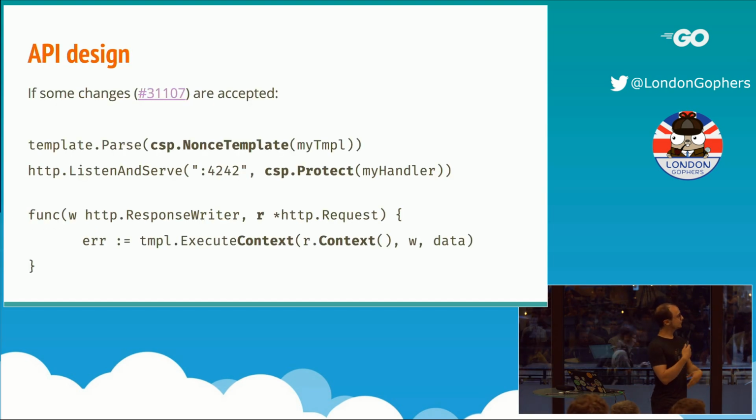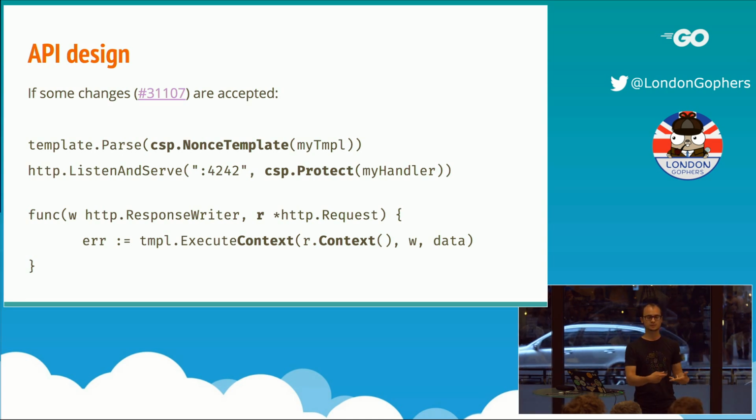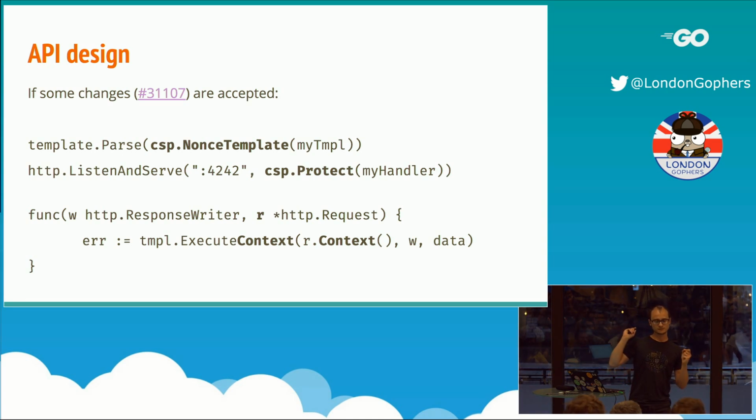So we are designing a package to make it easy for you to interpolate nonces where needed. So this is the proposed API that I had internally. So basically, you nonce the template before parsing it, and then on your handler, you do CSP protect. That will take care of injecting nonces and do everything you need. And so when you execute the template, you can just execute with a context, and the value will be there. But execute does not accept a context yet.